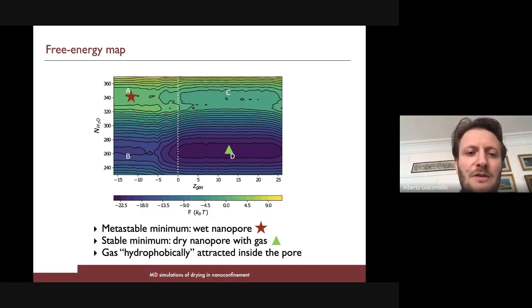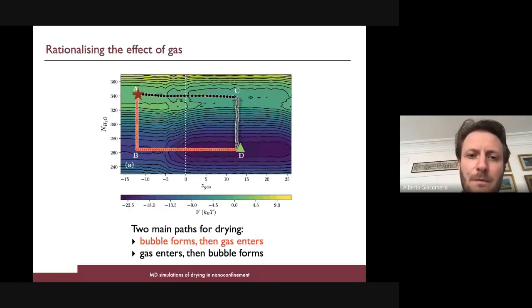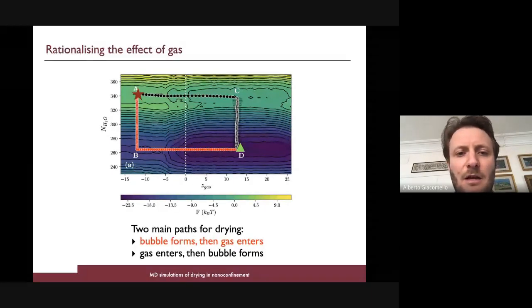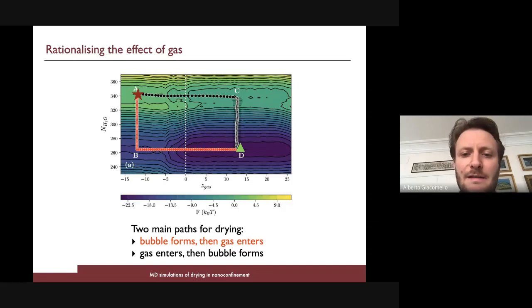And we ask ourselves, how do we go from A to D? So from the wet pore without a gas to the empty pore with the gas. And we see that there are two main paths. These paths are the black one, in which first the gas enters into the pore and then the pore de-wets, and the second one, which follows the opposite path. So the pore de-wets and then the gas enters.